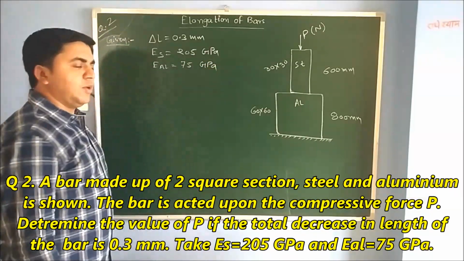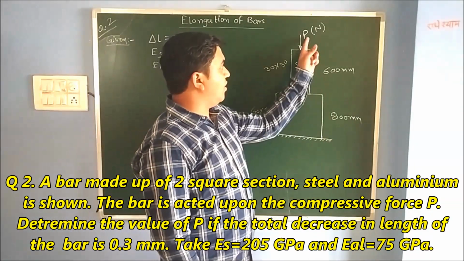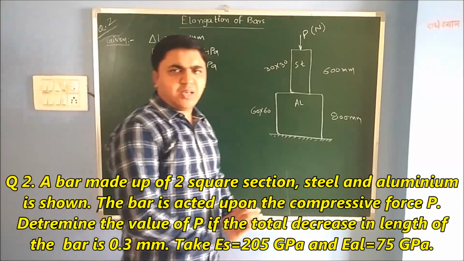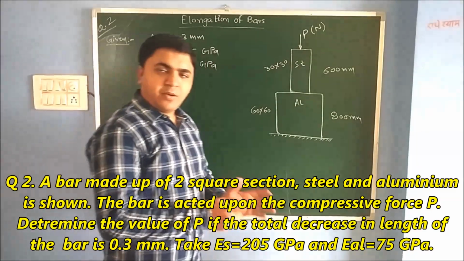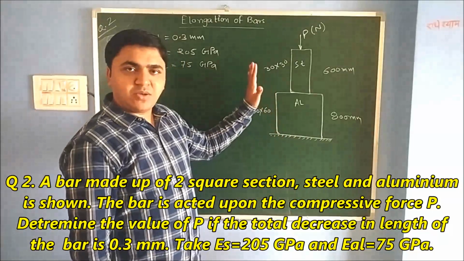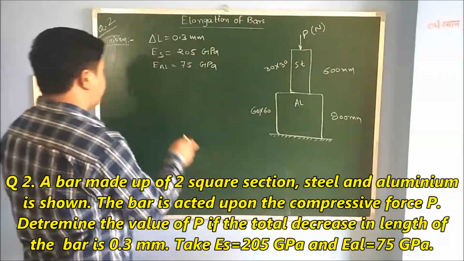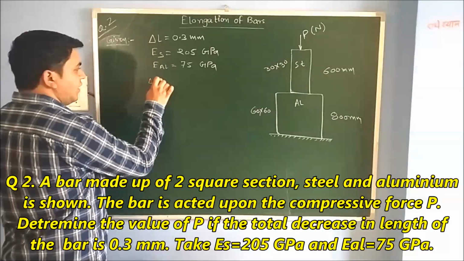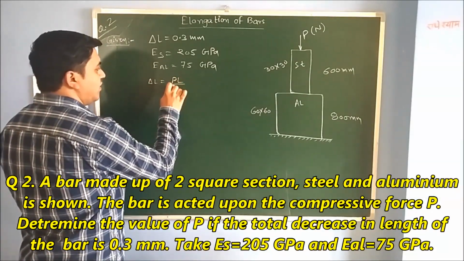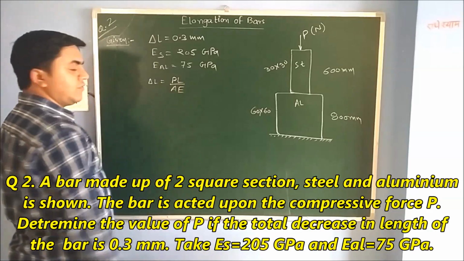So these two values are given to you and you are supposed to find out the value of P. So it's also the same kind of problem, only here the change of length is given to you and you have to find the force P. Okay, so what was the formula we have? Delta L is equal to PL upon AE was the formula.